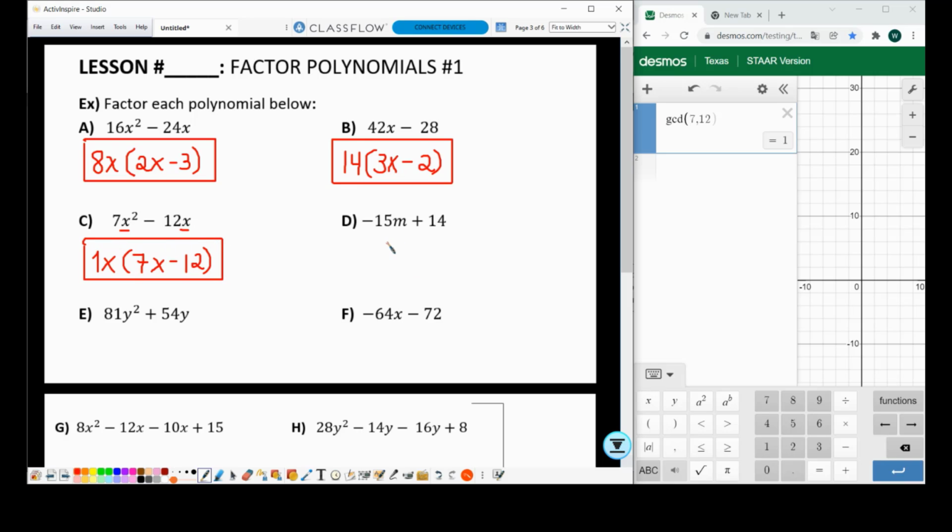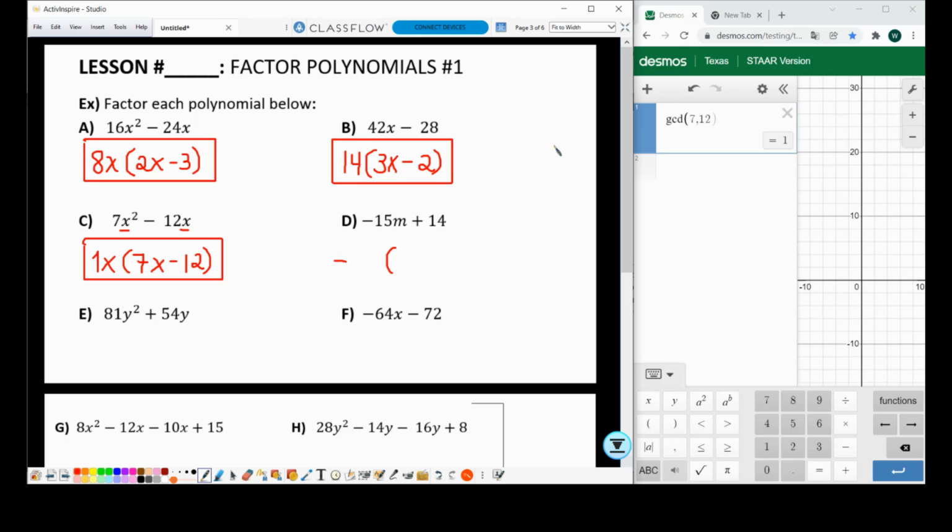Let's try the next problem. The next problem, we notice that the first term is a negative. Whenever that occurs, I want you to put a negative right here, because usually what that does is that makes sure that the first number right here inside the parentheses is going to be a positive number. Okay, so anytime you see a negative in the front, you need to put a negative right there.